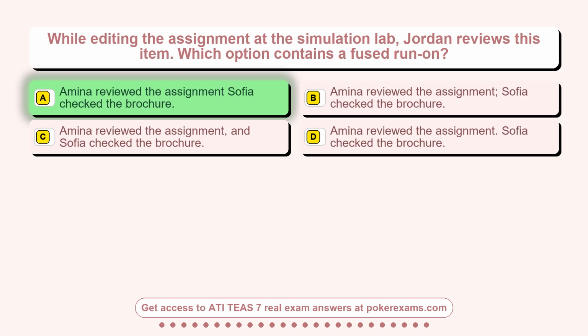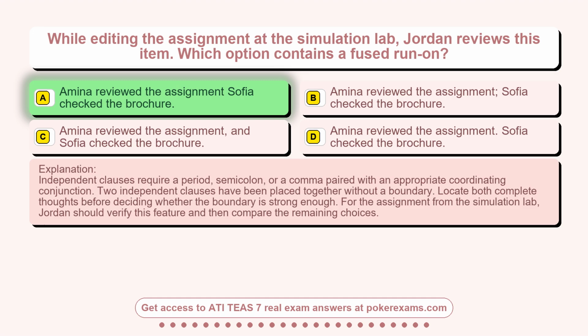Amina reviewed the assignment. Sophia checked the brochure. Independent clauses require a period, semicolon, or a comma paired with an appropriate coordinating conjunction. Two independent clauses have been placed together without a boundary. Locate both complete thoughts before deciding whether the boundary is strong enough. For the assignment from the simulation lab, Jordan should verify this feature and then compare the remaining choices.